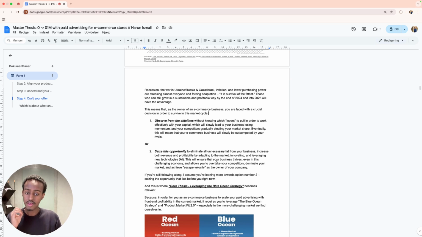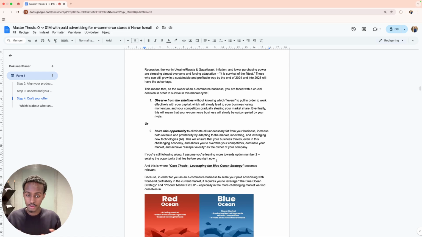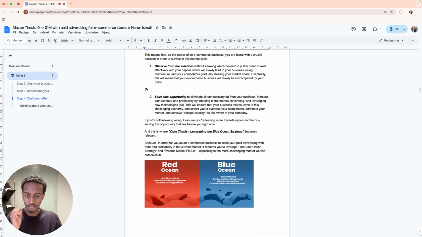Or you can seize this opportunity to eliminate all unnecessary fat from your business, increase both revenue and profitability by adapting to the market, innovating and leveraging technology such as AI, and this will essentially ensure that your business thrives even in this challenging economy and allows you to overtake your competitors, dominate your market, and achieve escape velocity as the owner of the company. And if you are still following along, I assume you lean towards option number two, which is seizing the opportunity that lies right in front of you right now.